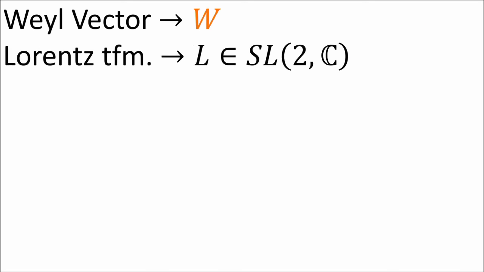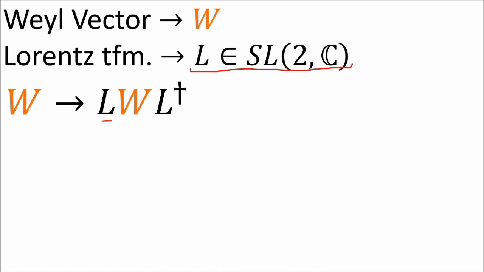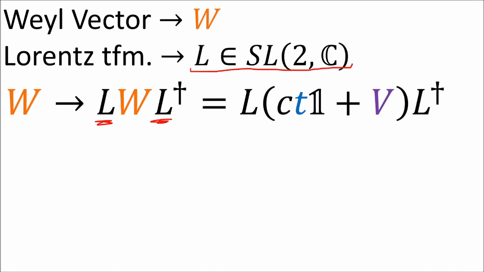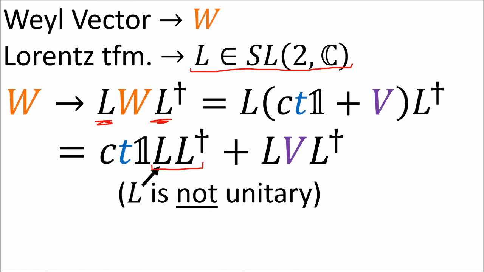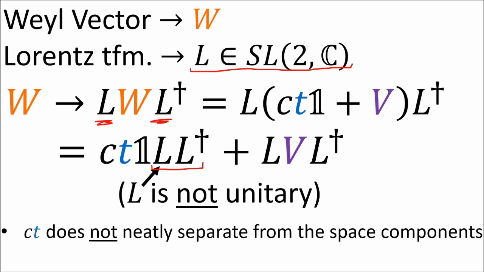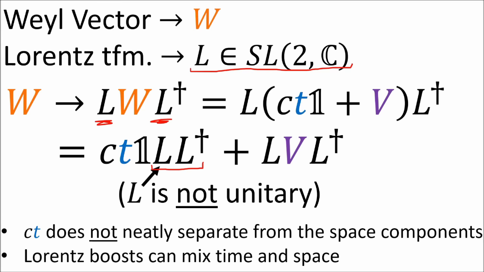Now, let's try this again, but this time doing a general Lorentz transformation with a general SL2C matrix, L. We can move L past the identity matrix again, but it does not cancel with L dagger, since in general, SL2C matrices are not guaranteed to be unitary. This basically means that the time component doesn't neatly separate out from the space components, since a boost can potentially cause time and space to mix with each other.